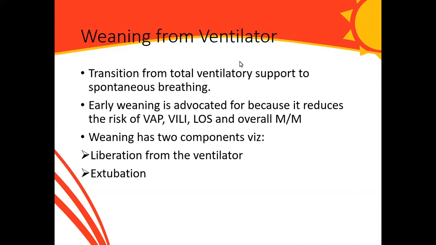Weaning off the ventilator has two components. Number one, it's liberation from the ventilator. The first step is to liberate the patient from the ventilator, and the second component is extubation. So there are two components. You liberate the patient off the ventilator, and you successfully extubate the patient. Failure of both or either of the two constitutes what we know as failure to wean.